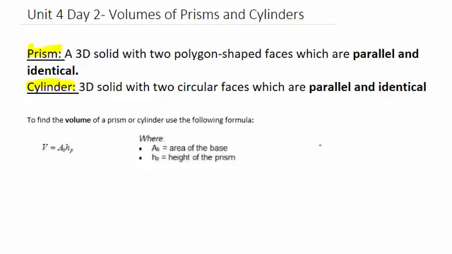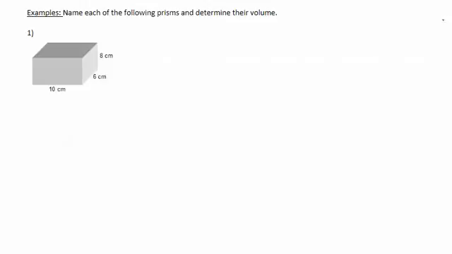In order to find the volume of a prism or cylinder, you use the same formula. So volume is equal to area of the base times the height of the prism. And that formula will work for any prism that you have. Let's work through some examples.